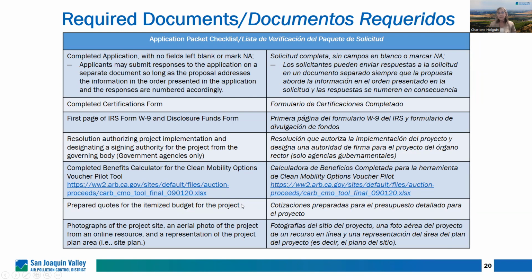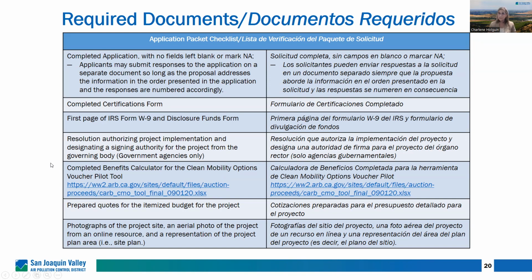So the next slide just talks about required documents. After the application, we have provided a checklist so the applicant can go through the checklist and make sure that they have all the required documents. The first thing that we do ask for is that the application is completed completely. We ask that no fields are left blank. If one of the questions does not apply to the applicant, we ask that the applicant mark NA.